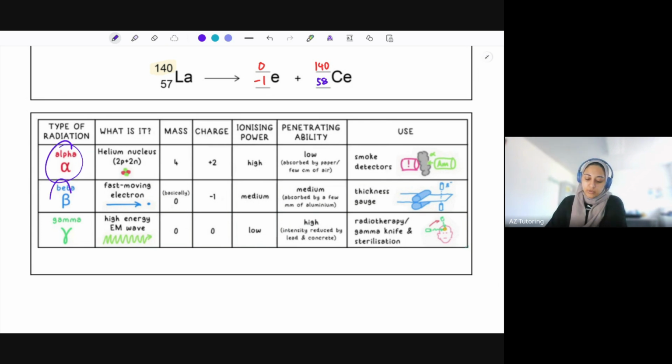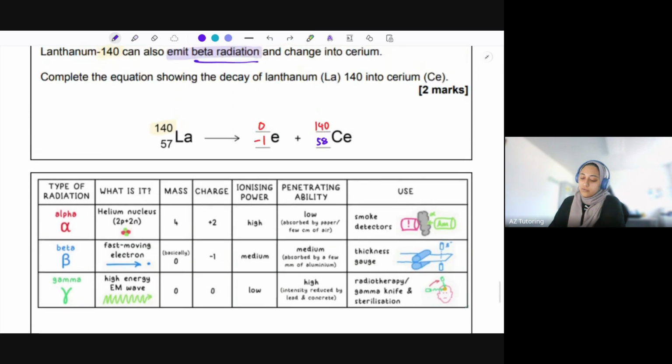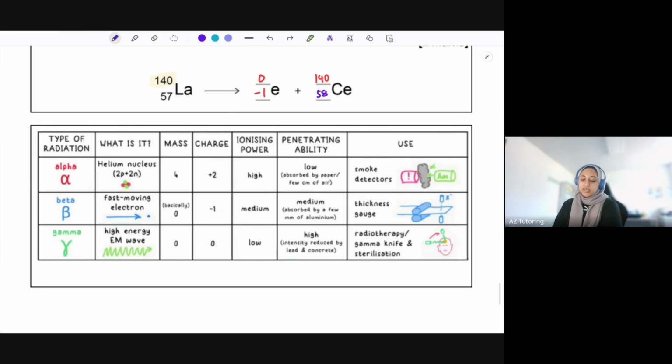Now, we've just spoken about what alpha and beta contain. So the alpha particle is like a helium particle, and the beta one's like an electron, just like we've discussed. The gamma is just a high energy electromagnetic wave. So you learn more about gamma for paper 2, but you do need to know for this one that it is an electromagnetic wave. So it doesn't have any mass or charge because it's a wave.